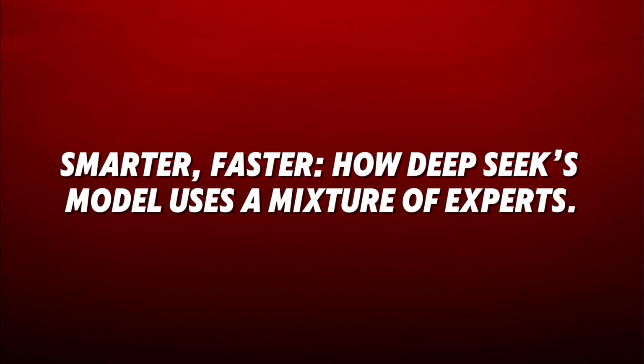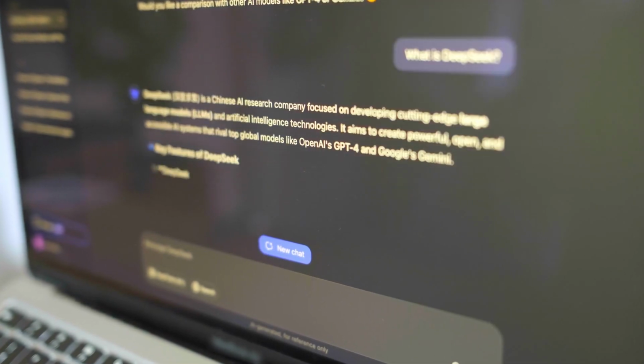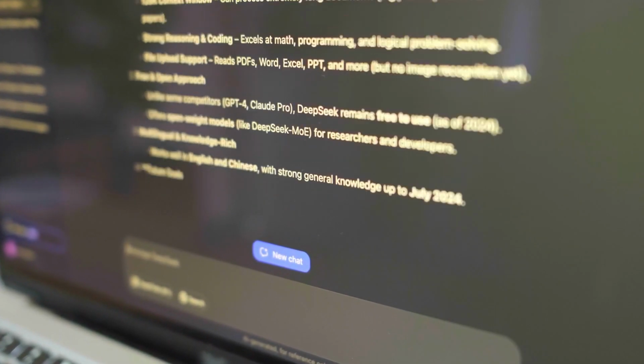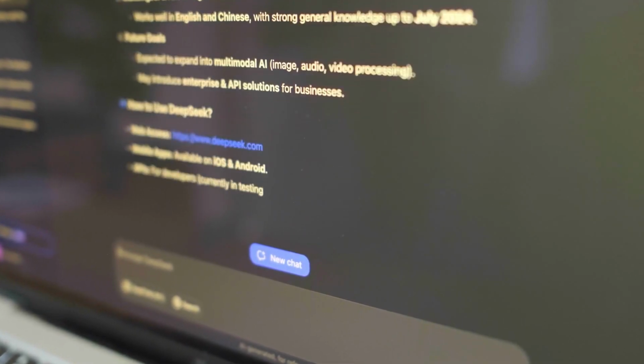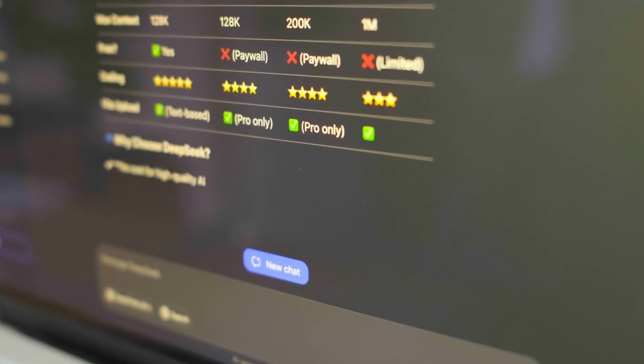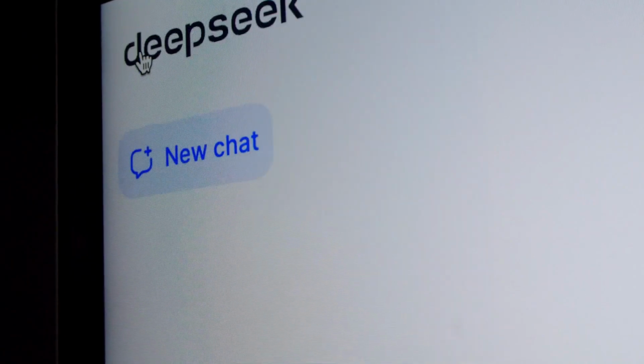Smarter, faster: how DeepSeek's model uses a mixture of experts. DeepSeek V3-0324 stands out not only for its speed, but also for how it optimizes its computing resources. With a total capacity of 671 billion parameters, this AI isn't just a one-size-fits-all model. Instead, it uses a clever mixture-of-experts strategy, where only about 37 billion parameters are activated per prompt.